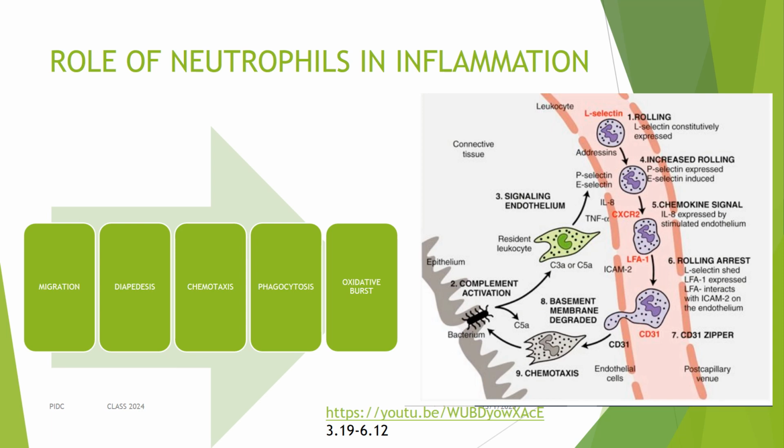So neutrophils go through these procedures called migration, diapedesis, chemotaxis, phagocytosis, and oxidative burst. So what is this? We will be going through it in the next slides. And for the exam, when a question on this is asked, you will have to write about all these 5 along with this diagram. So I will go on with the explanation in the next slide.